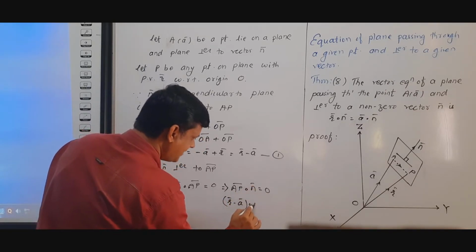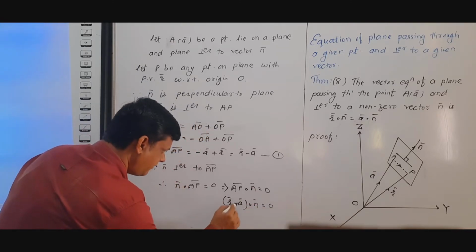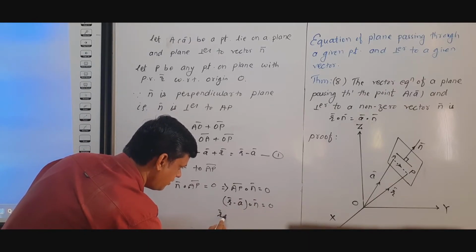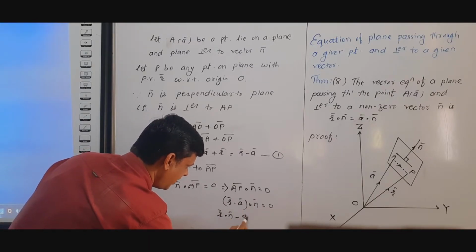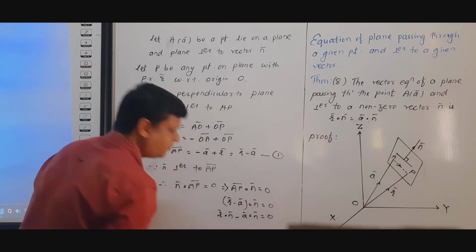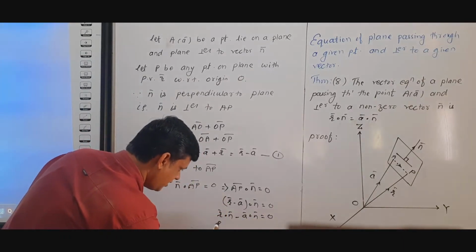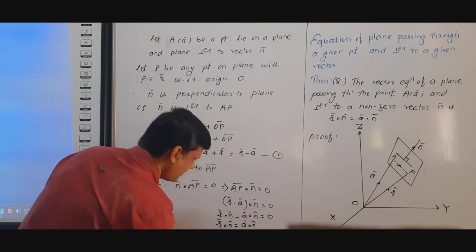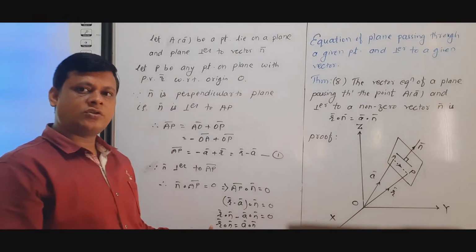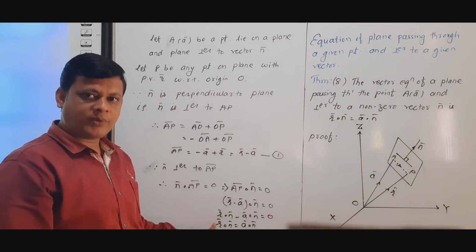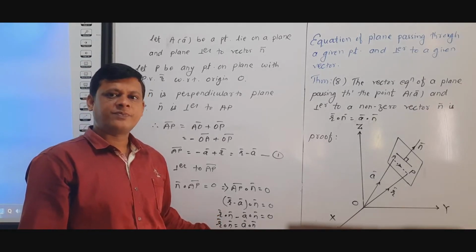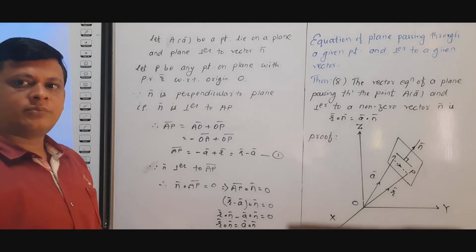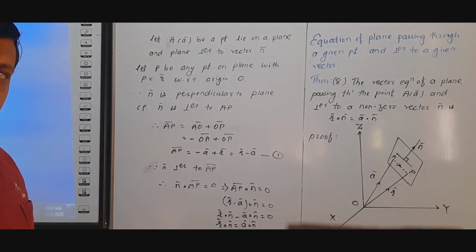This n bar is equal to 0. So we multiply by dot product. So we write R bar dot n bar minus A bar dot n bar is equal to 0. So from this we write R bar dot n bar is equal to A bar dot n bar. So this is the vector equation of a plane passing through a point A of A bar and perpendicular to the vector n bar. So in this way we can find the vector equation of a plane passing through a point and perpendicular to the given vector.